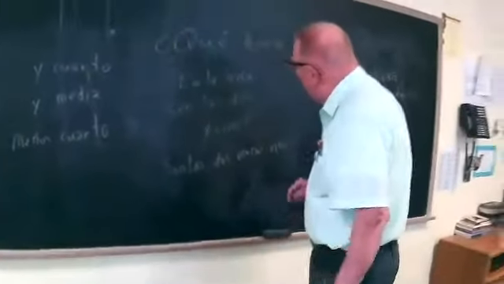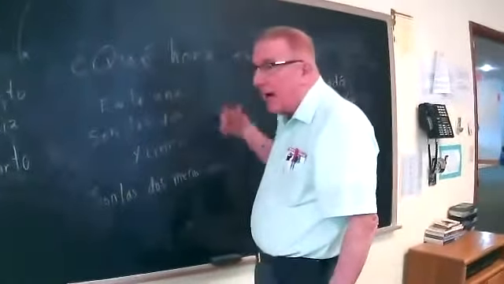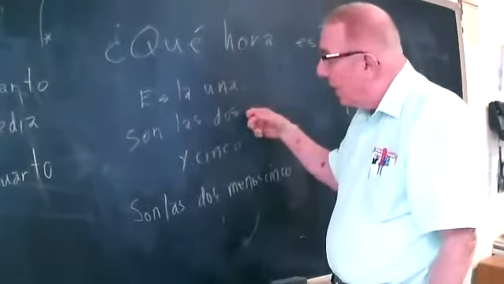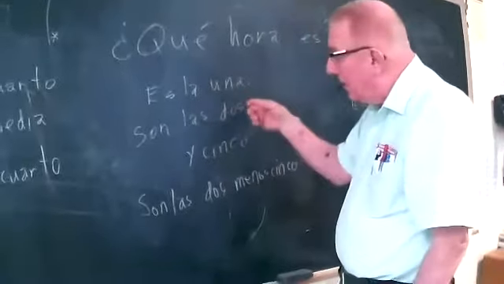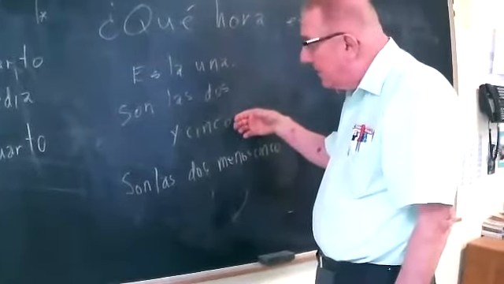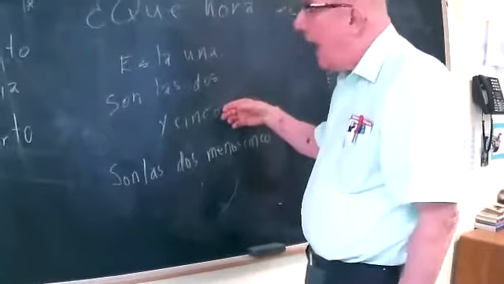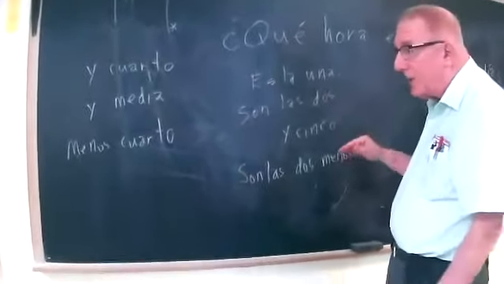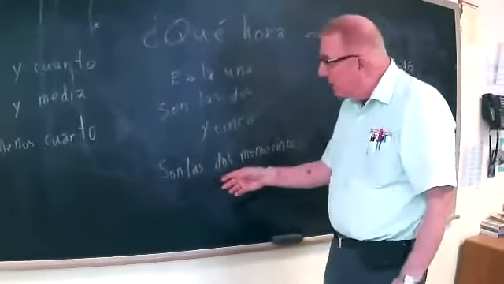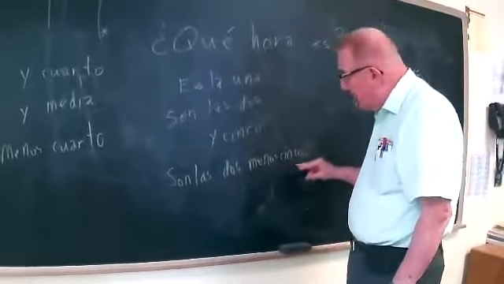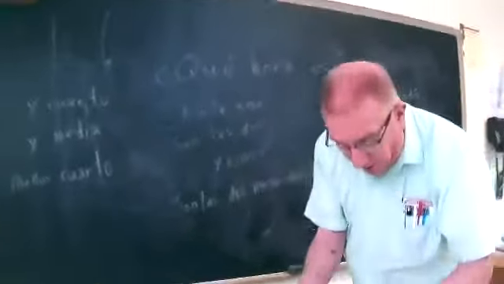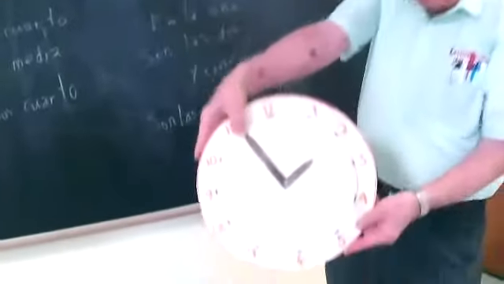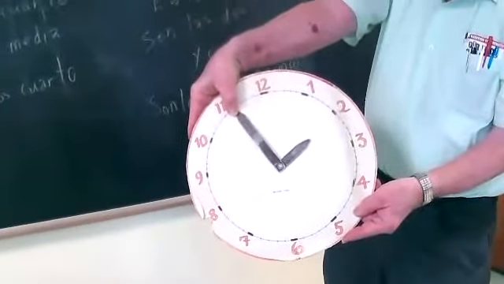Okay, so now what we've looked at is, ¿qué hora es? What time is it? Es la una, it's 1 o'clock. Son las dos, and all the rest of the hours are done in the plural. Adding minutes like y cinco. But when the big hand's on the left side, we go to the next hour and subtract. So you have sentences like son las dos menos cinco, 5 minutes before two.